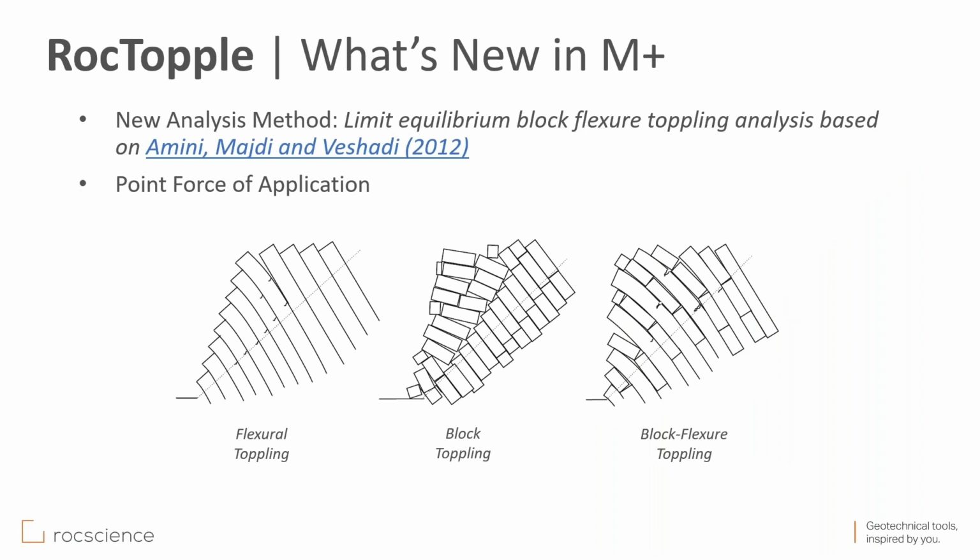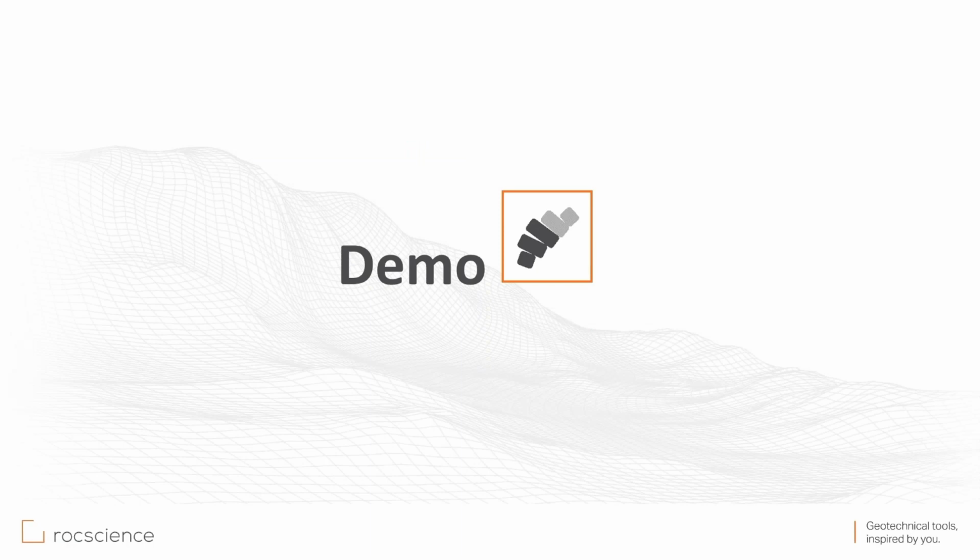A new analysis method was added to RocTopple as part of Maintenance Plus. The block flexure toppling model is different to the existing block toppling model in that it considers shear failure due to flexure in each block. Again, I will be showing a quick demo in RocTopple of the block flexure toppling model.